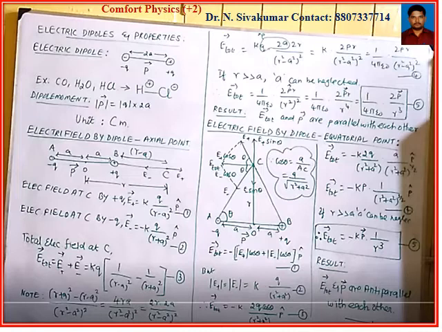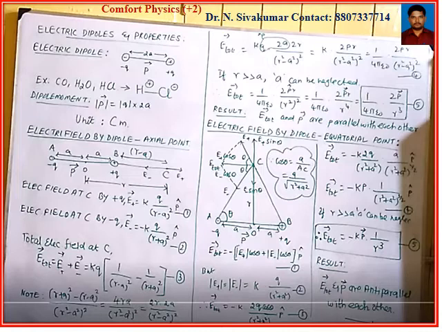Today we are going to discuss electric dipoles and their properties. What is an electric dipole? Two equal and opposite charges separated by a small distance constitute an electric dipole. Here the distance of separation is 2a. The charges are minus q and plus q, both having the same magnitude but opposite charge values.